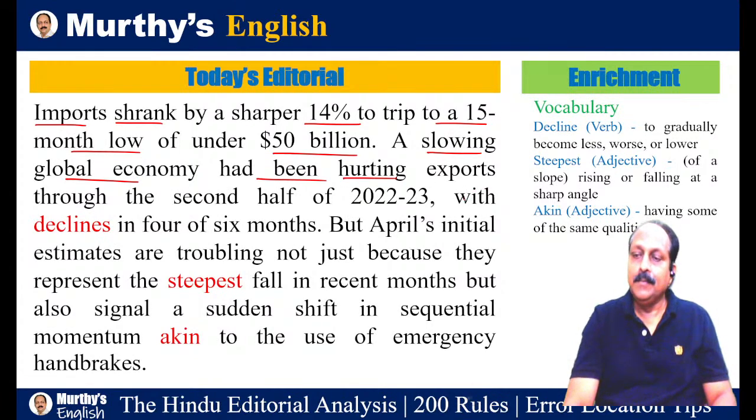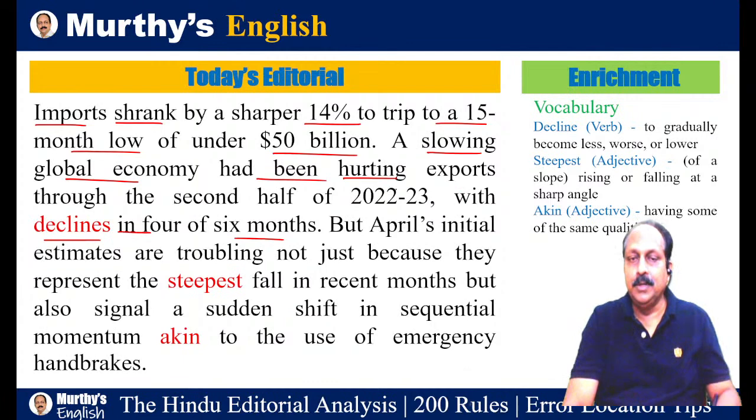Obviously, exports get hurt. That means you cannot expect the volumes of exports to go up. Had been hurting exports through the second half of 2022-23 with declines in 4 of 6 months. Declines. So again, negative information to substantiate the main idea. And here there's one important word, though we have got it many a time. Decline means what? To go down, gradually become less, worse, or lower. So declines in 4 of 6 months. Out of 6 months, 4 months declines. Obviously not a good thing.